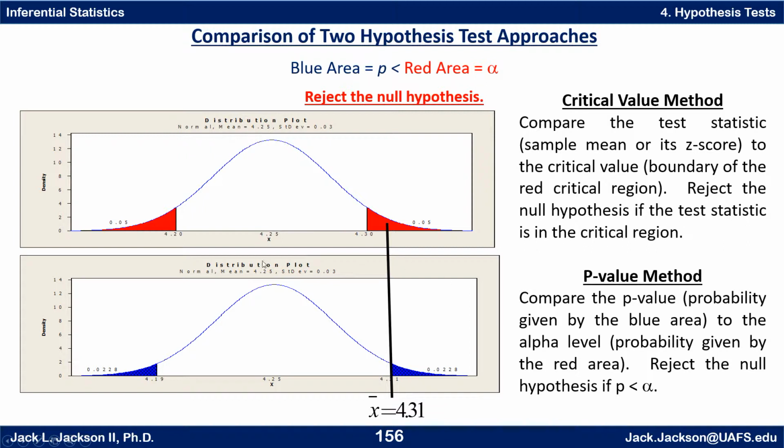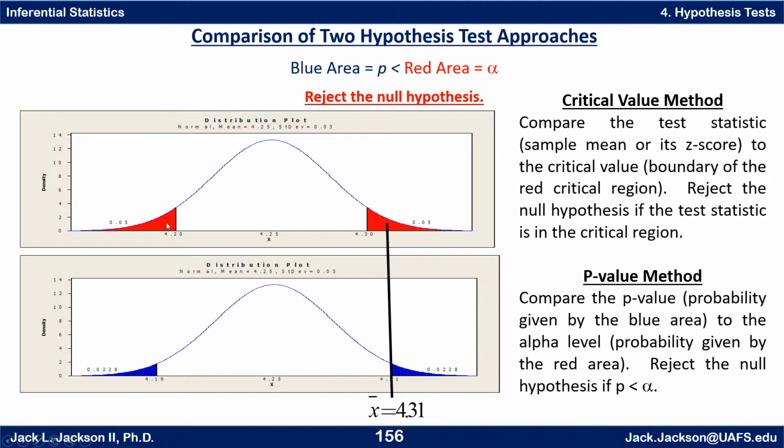On the top picture, we see the critical value method. We find our critical values, in this case about 4.2 and 4.3, so that to the right of the upper one, right of the 4.3, we get half of alpha, and to the left of the lower one, left of 4.2, we get half of alpha. That's 5% in each tail for a total of 10% total.